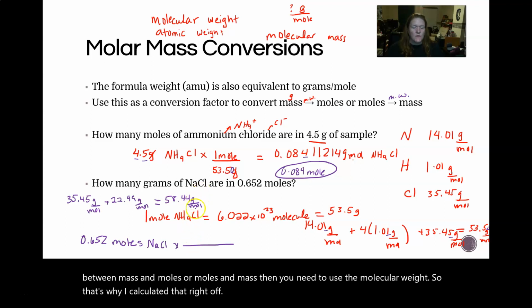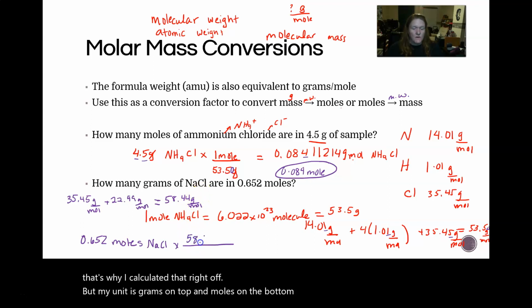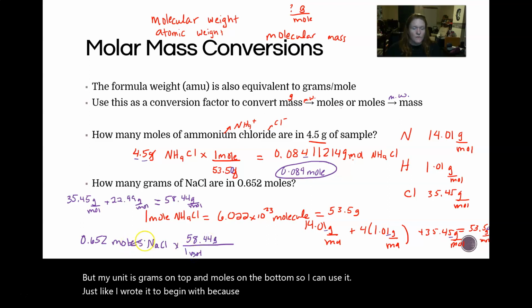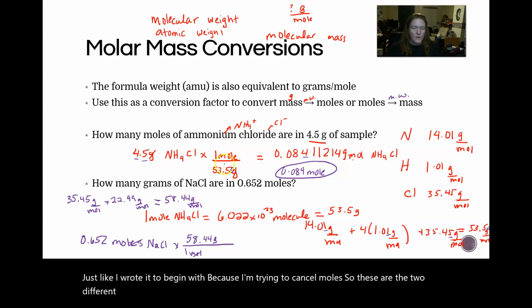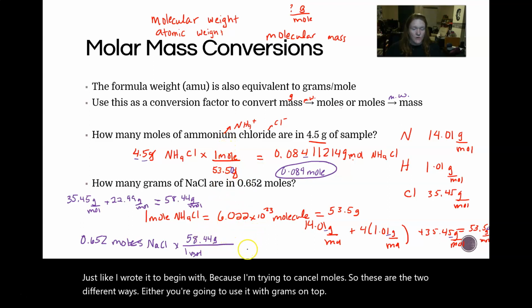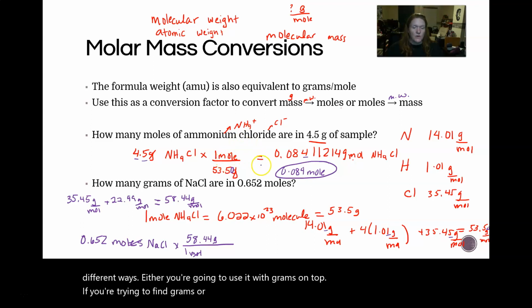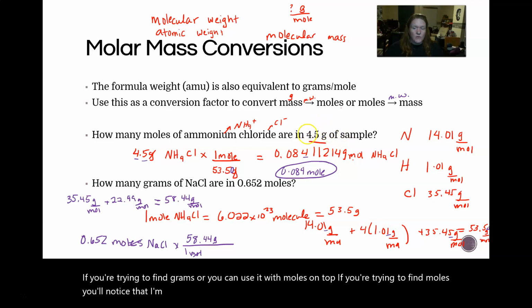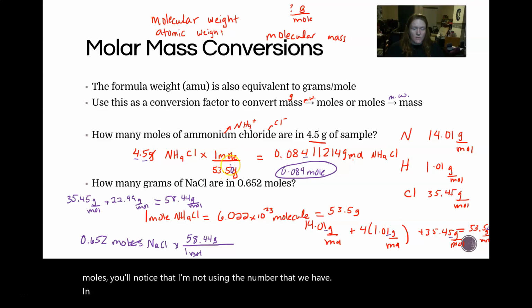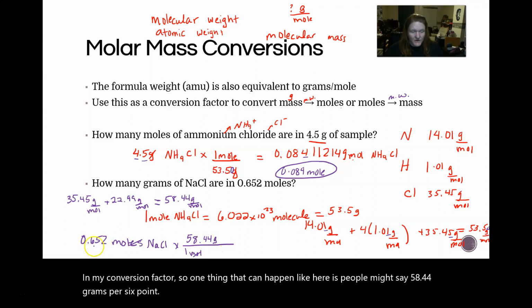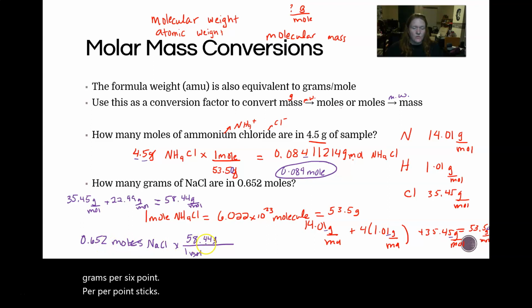But my unit is grams on top and moles on the bottom, so I can use it just like I wrote it to begin with, because I'm trying to cancel moles. So these are the two different ways. Either you're going to use it with grams on top, if you're trying to find grams, or you're going to use it with moles on top, if you're trying to find moles. You'll notice that I'm not using the number that we have in my conversion factor. So one thing that can happen, like here, is people might say 58.44 grams per 0.652 moles, but that's wrong.